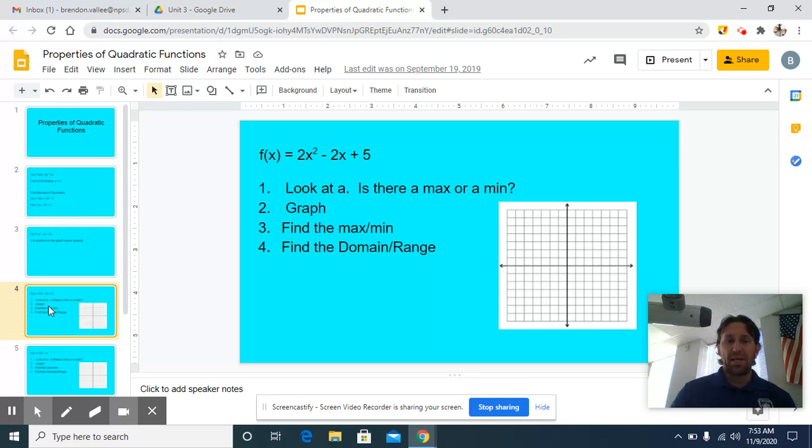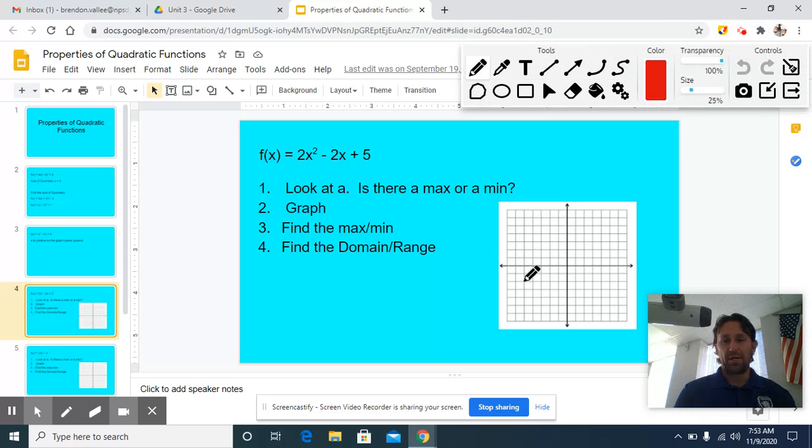This one says, look at A. Is there a max or a min? So again, you know that this is going to look like this because there's no negative here. If that was -2, it'd be upside down. Okay, so it does look like this. So is there a max or a min? There's a minimum value. Okay, but there's no max because it keeps on going forever here and here.